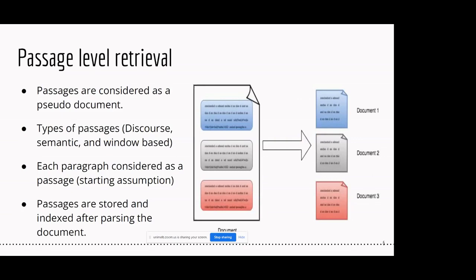Here is a small overview of passage level retrieval. Passages are considered pseudo documents, or a chunk of a document. There are many ways to specify the boundary of a passage. In the past, people have used discourse, semantic passages, overlapping window size approaches, and so on. In some situations paragraphs were considered as boundaries as well. But generally the idea is that you store passages and index them, and then send a query and retrieve those passages back.